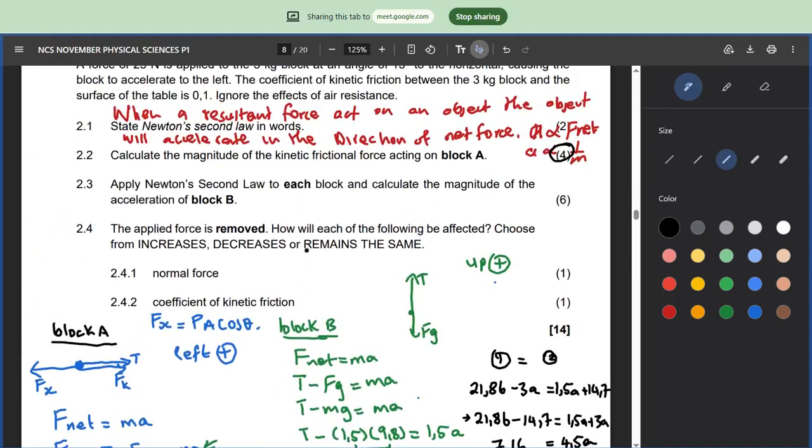Do you understand that answer for increase? Yes, sir. And how will this affect the coefficient of kinetic friction? Remember, the coefficient of kinetic friction always remains the same. It doesn't matter what you change, it always remains the same. That's the answer for coefficient of kinetic friction. It will always remain the same. Okay.